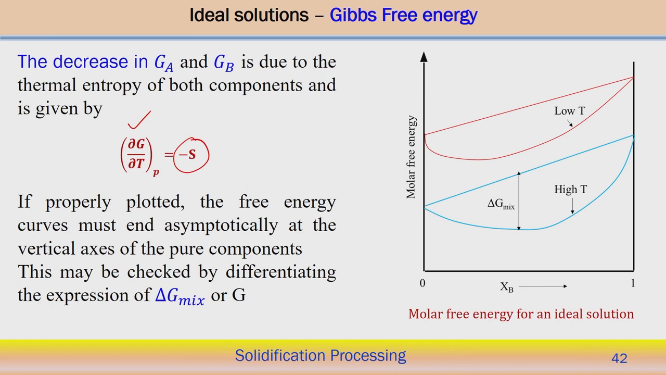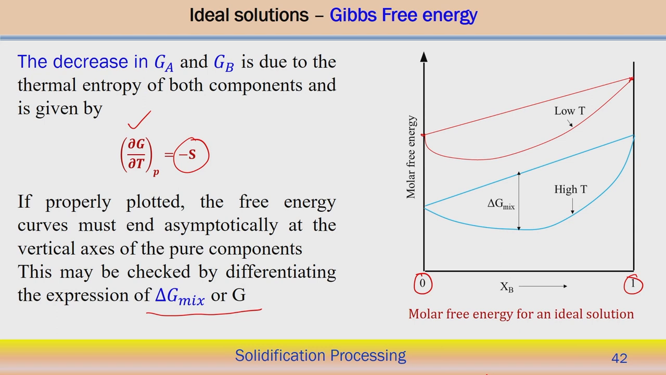Now, if you plot it in the proper way, the free energy curves are actually not exactly touching these two points. They asymptotically converge at this particular point, and this can be checked by differentiating the expression of delta G mix or G to find out the slope exactly at the point where 100% composition A is there or 100% composition B is there. So for these two particular points, we can check the expression of delta G mix and find out the slope, and we can observe that it is not exactly touching this line.